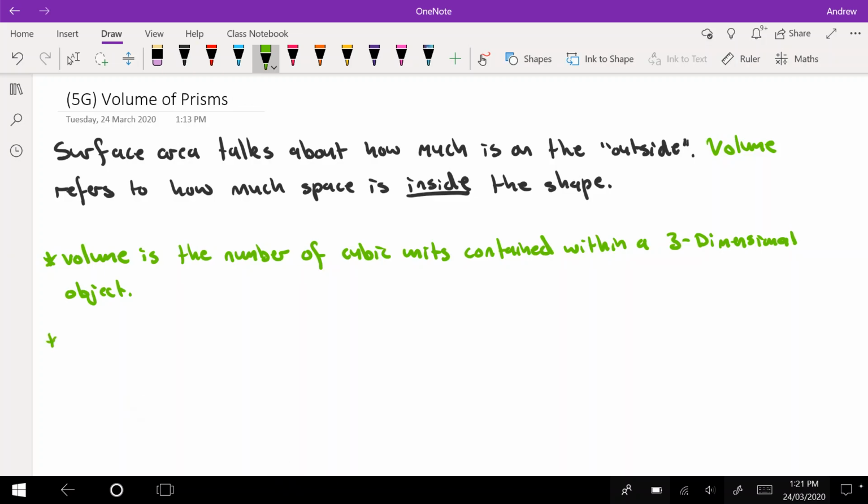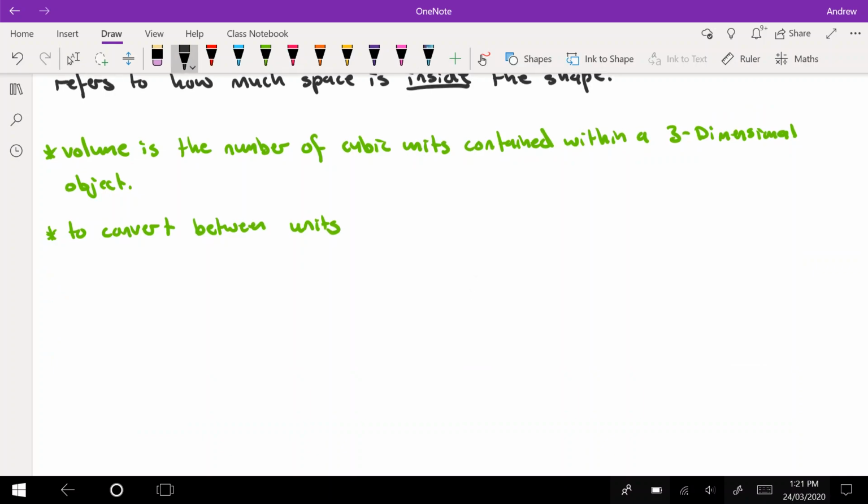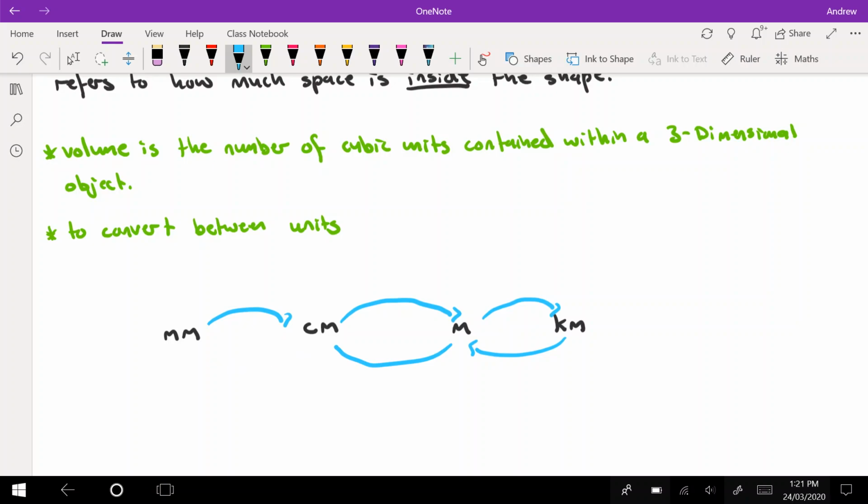To convert between units, so this is probably an important one. So let's just talk about our normal conversion of units. We have millimeters, we have centimeters, we have meters, and then we have kilometers. They're probably the only ones we're going to talk about too much. And then we can convert between all of these, and then that's going the other way.